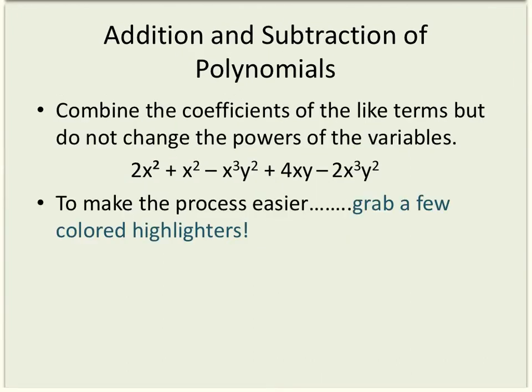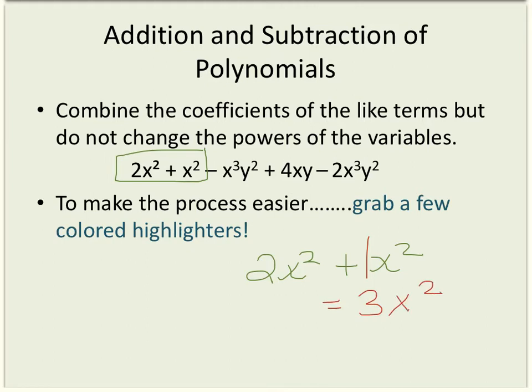When you combine like terms, remember we only combine the coefficients, but do not change the powers of the variables. For example, if I were going to combine the like terms 2x squared plus x squared, recall that there is a coefficient of 1 in front of that. That would become 3x squared. I do not change the x squared to x to the 4th. It just stays the same.